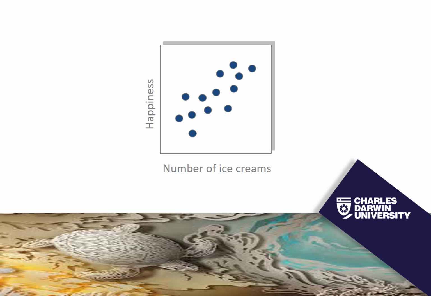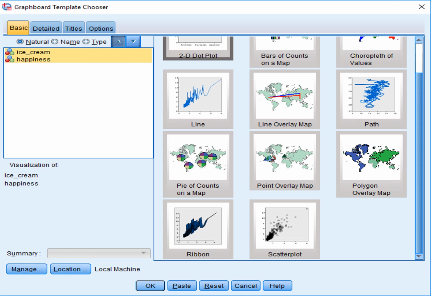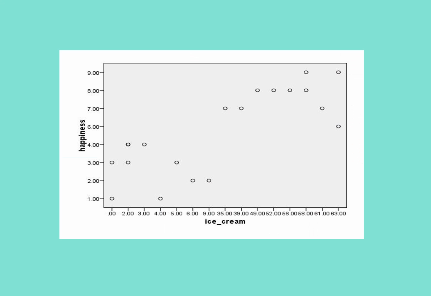Well, to achieve this goal, choose the Graphs menu and then Graphboard Template Chooser to generate the next screen. Highlight the two relevant column labels, ice cream and happiness. To achieve this goal, hold the Shift key down as you click these two labels. At the bottom of this screen, you should choose the option called Scatterplot and then press OK to generate this graph. Now, this scatterplot shows you that people who consume many ice creams tend to be happier.